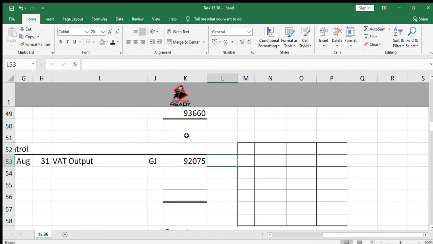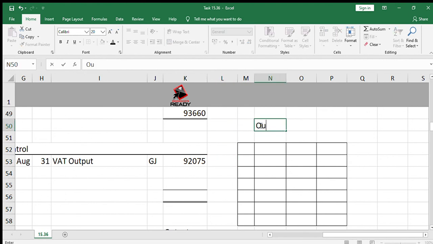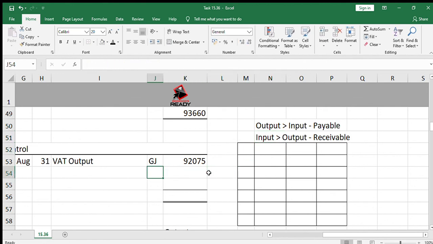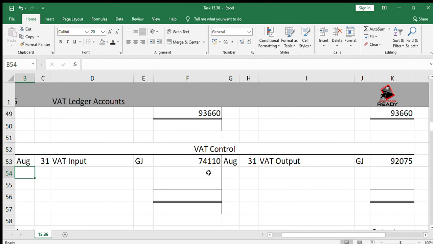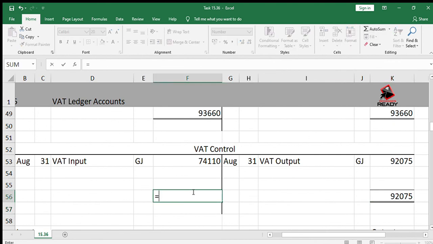Sorry, I'll just make a note here. If the output is greater than the input, we are owing SARS money. And obviously, if the input is greater than the output, then SARS is owing us money, so it's a receivable. In our case, the output is greater than the input. So if you look at this VAT control account, we're going to put the bigger side on both sides. So I'm going to put 92,075 on both sides.